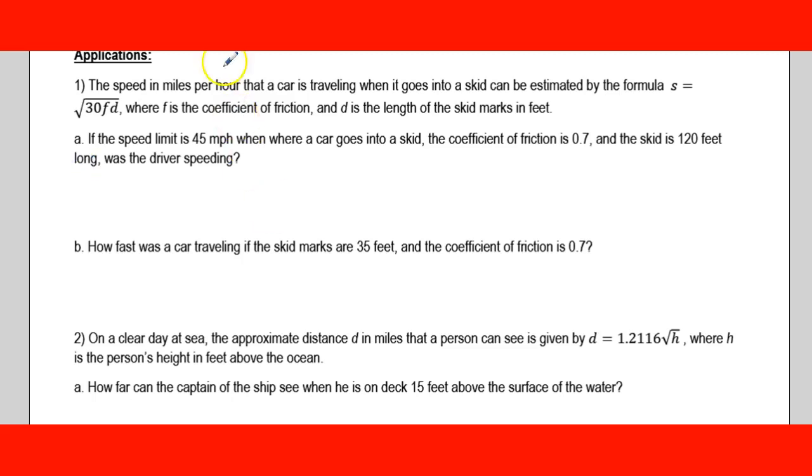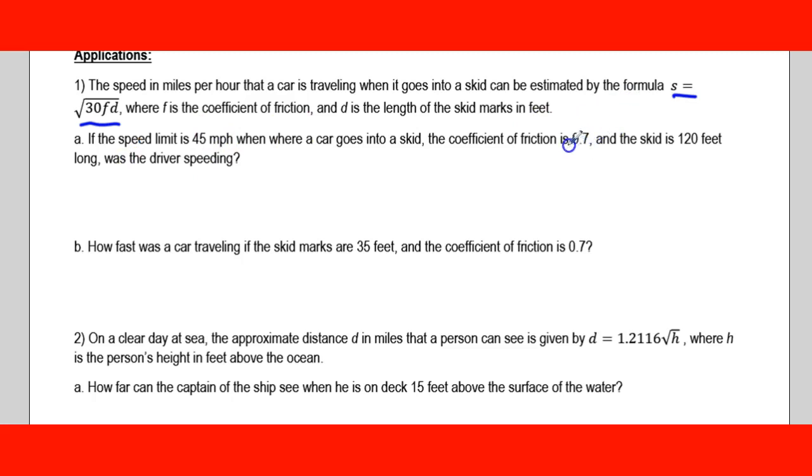Look for some context information. The speed in miles per hour that a car is traveling when it goes into a skid can be estimated by this formula right here. S equals the square root of 30 times F times D, where F is the friction and D is the length or distance. It says, if a speed limit is 45 miles per hour where a car goes into a skid, the coefficient of friction is 0.7, and the skid is 120 feet long, was the driver speeding? So we're going to use this equation and solve.